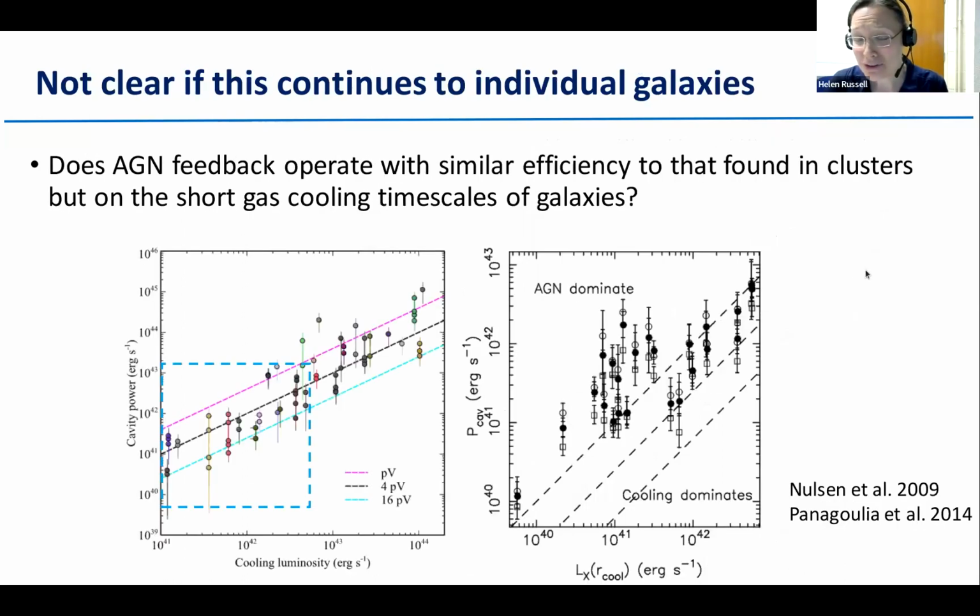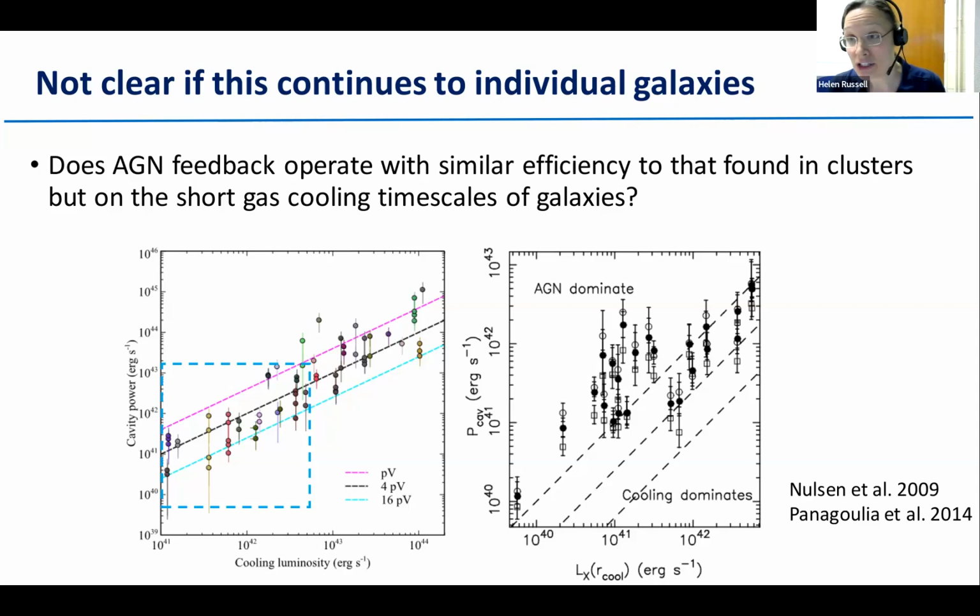What we want to be able to do, of course, is look beyond these really, really rich cluster systems. We want to be able to look at individual galaxies. Of course, the bulk of the stellar mass in the universe is in these much more commonplace lower mass systems, not in the rarer rich cluster systems. We want to see if all these processes are scaling down. Does feedback operate with similar efficiency to that found in clusters, but on the really short gas cooling timescales, the really challenging timescales of individual galaxies?